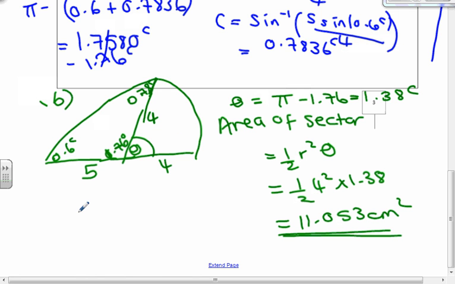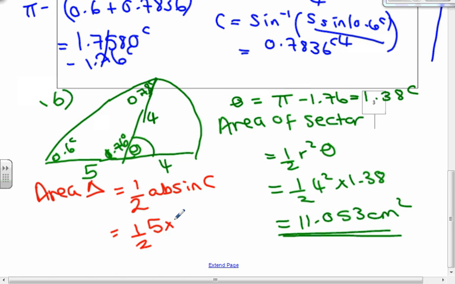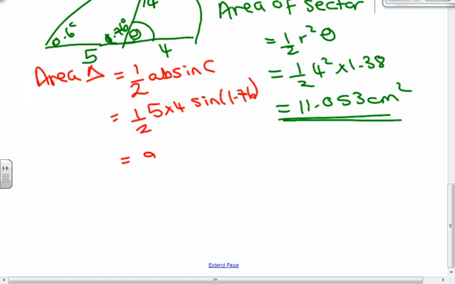Now we need to find the area of our triangle. The area of the triangle would be equal to, again from our formula booklet, a half ab sine C. So that would be a half of 5 times 4 sine of 1.76. Typing that into your calculator would give you an area of 9.8215 centimetres squared.